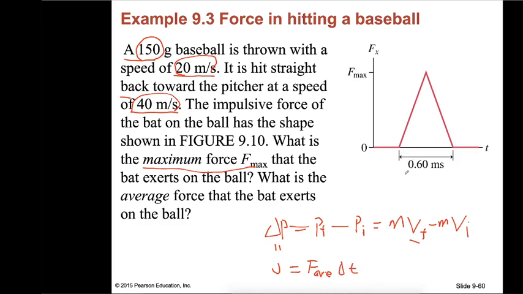And you know delta t is 0.6 millimeter, means 0.0006 seconds. So you know delta t, so you can calculate the average force. It also equals the area of the triangle, which is 1/2 base times height. Base is 0.0006 seconds times the height.